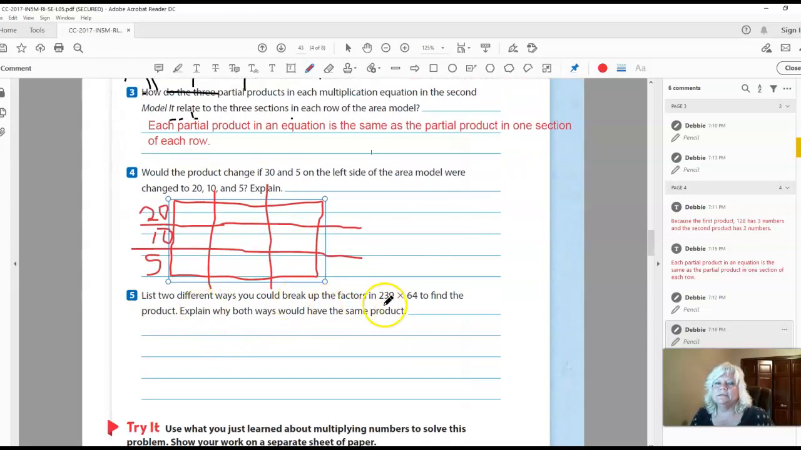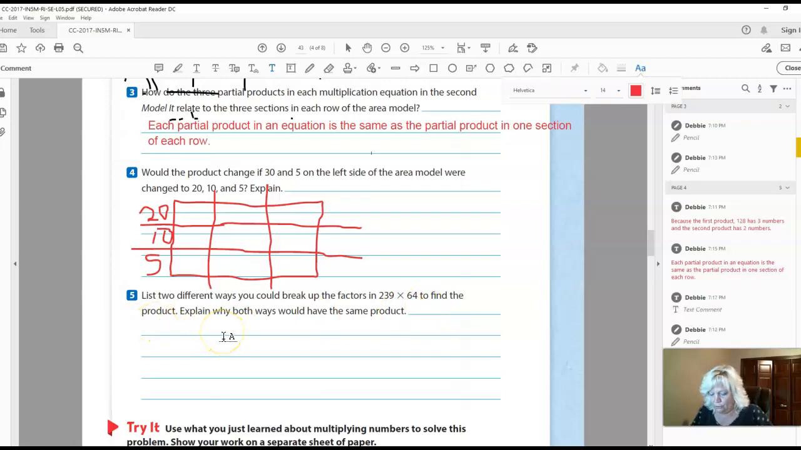List 2 different ways that you could break up the factors 239 and 64 to find the product. Now remember, yesterday I talked to you about how we have to know factors and products. Factors are these 2 things right here, 239 and 64. The product is the answer. So explain both ways, and would they have the same product?